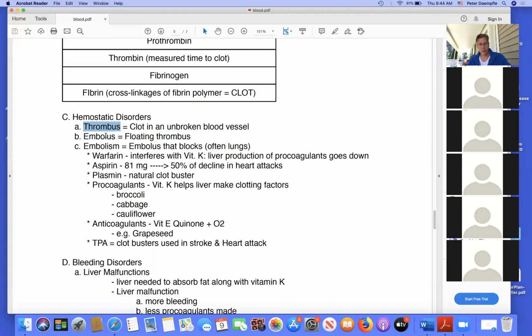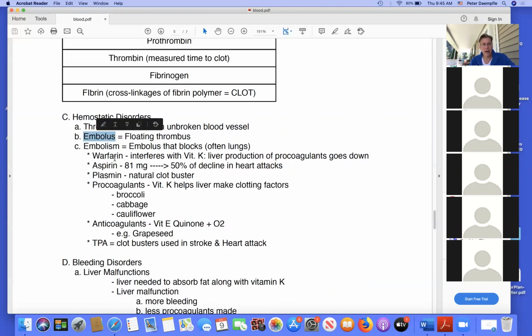It can break. First of all, it blocks the proper functioning of the unbroken vessel. You don't want an unbroken vessel to be clotted. A thrombus causes a heart attack and a stroke. A clot in an artery in the brain or the heart leads to heart attack and stroke, right? If it's in the heart, it's a heart attack. If it's in the brain, it's a stroke.